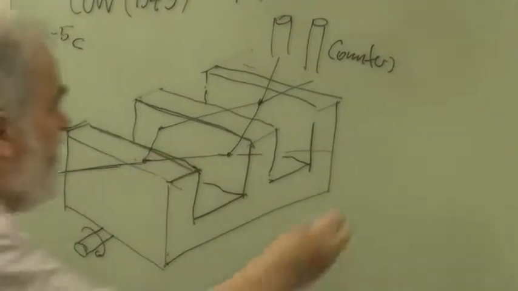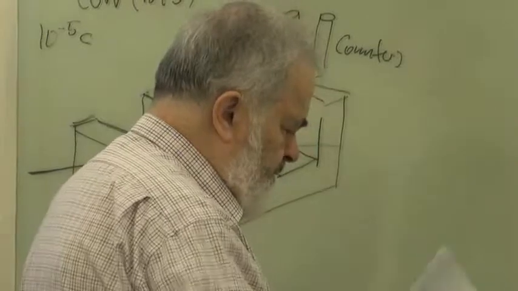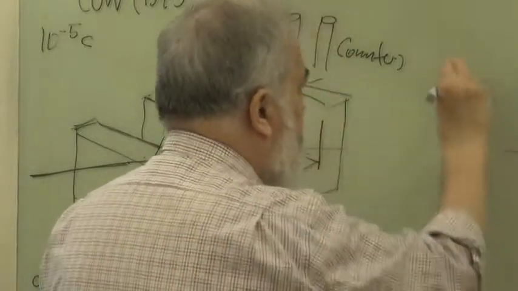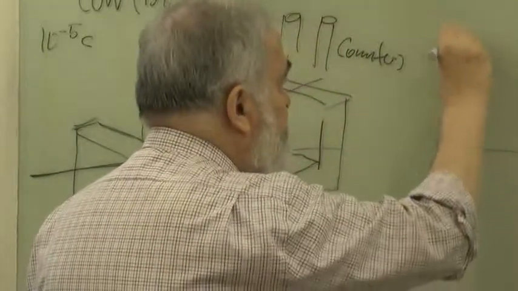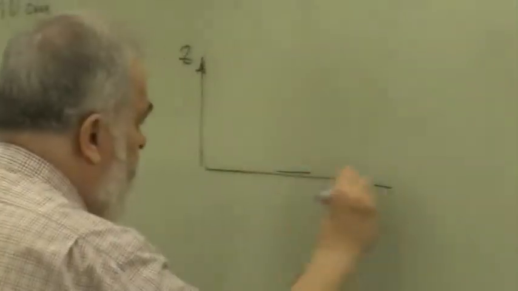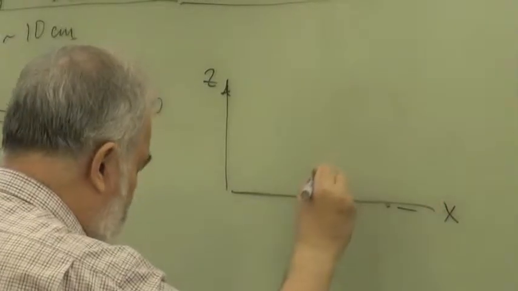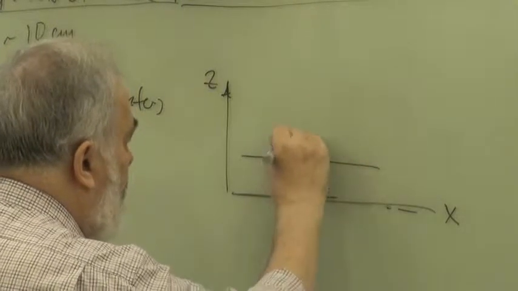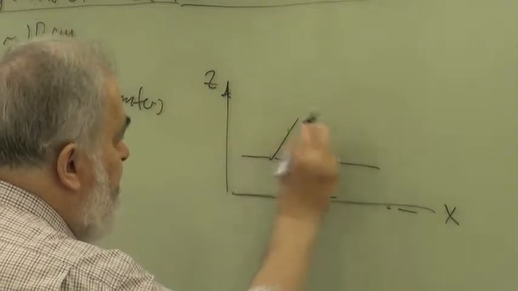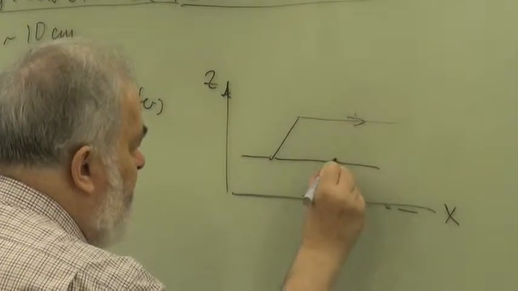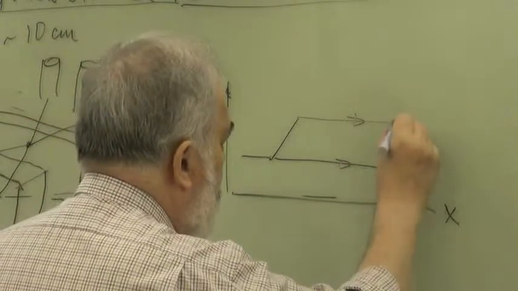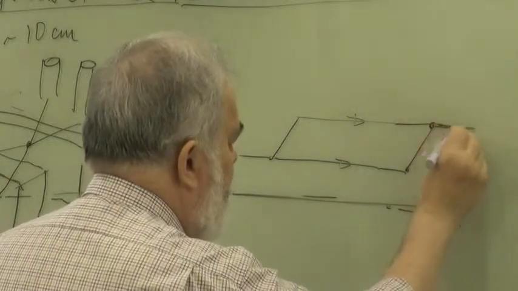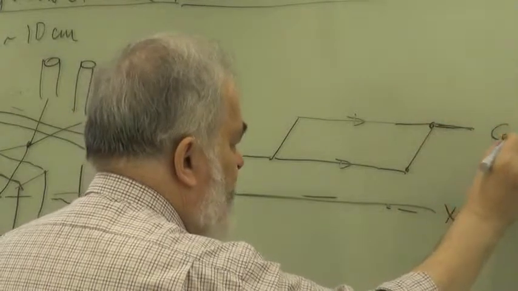If you look from the side, in order to make this clearer, so if you have here, say, an x coordinate, and here the z coordinate, then your neutron wave comes in, is split in two pieces, and is reflected here, goes at this height, is reflected here again, goes up, and these two beams are then reunited. And there are the counters.